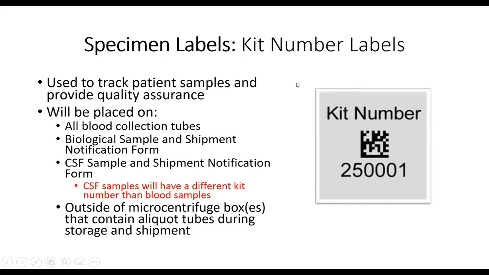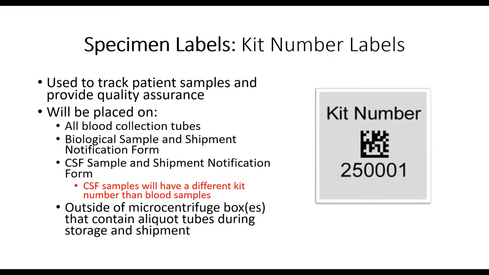Here's an example of the kit number label. So it has a barcode on it and this 6-digit number. These are used to track patient samples and help with providing quality assurance. They're placed on all blood collection tubes, the biological sample and notification form, and the CSF sample and notification form.